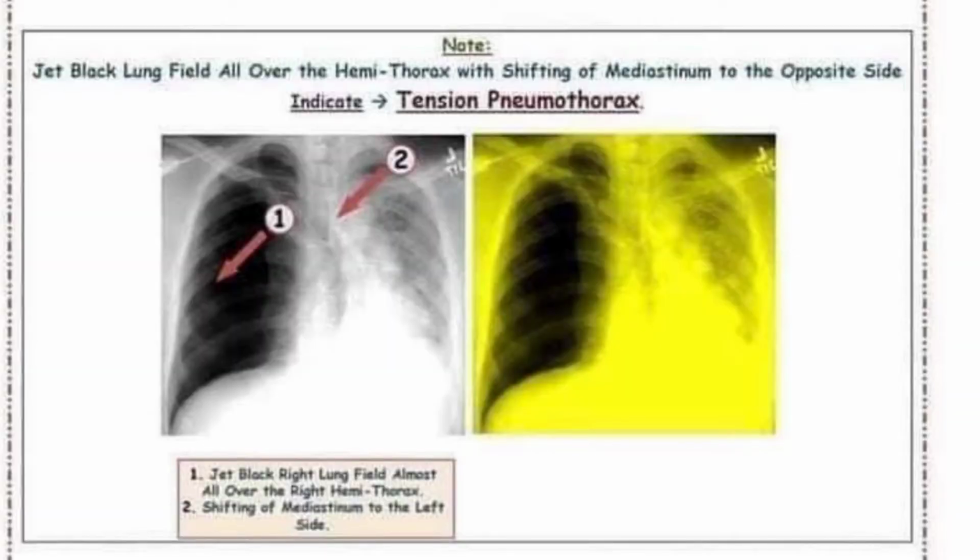And when there is a jet black lung field all over the hemithorax with shifting of the mediastinum to the opposite side, it indicates tension pneumothorax.